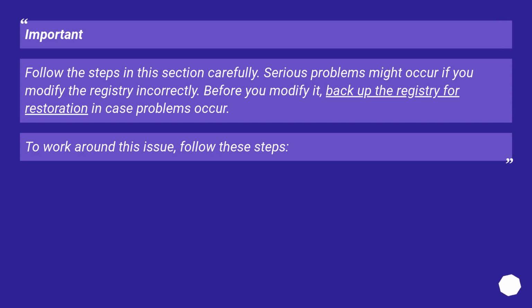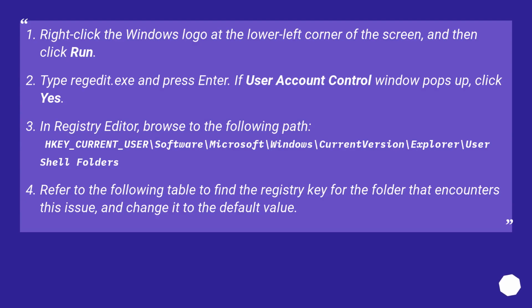Important. Follow the steps in this section carefully. Serious problems might occur if you modify the registry incorrectly. Before you modify it, backup the registry for restoration in case problems occur. To work around this issue, follow these steps. Right-click the Windows logo at the lower left corner of the screen, and then click Run. Type regedit.exe and press Enter. If User Account Control window pops up, click Yes.